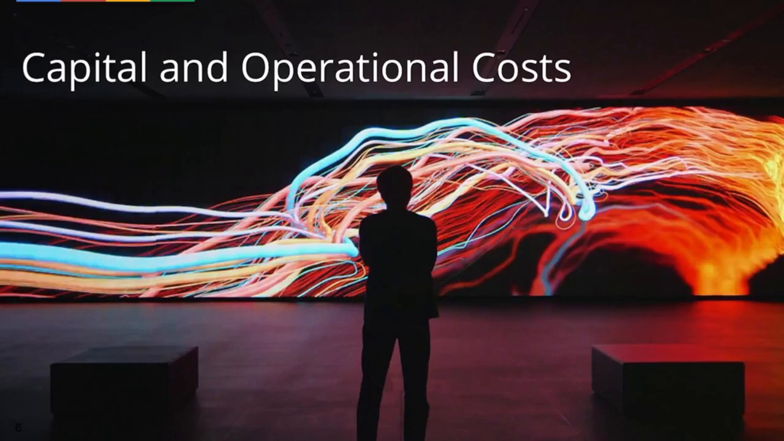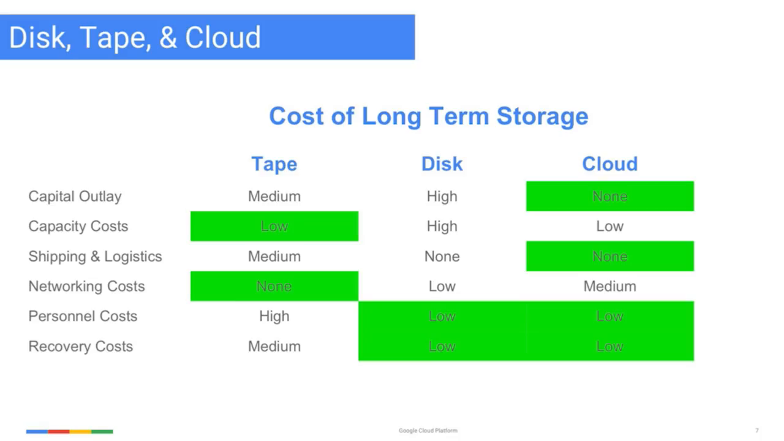So that is a sort of background or a precursor. Let's get into the heart of this conversation, the capital and operational cost associated with both tape and cloud. So at a high level, disk, tape, and cloud, so I included disk here. If you're looking at the cost of long-term storage, this is a very high-level snapshot. Capital outlay, the winners are here in green. Capital outlay, cloud wins because there's virtually no upfront capital outlay.